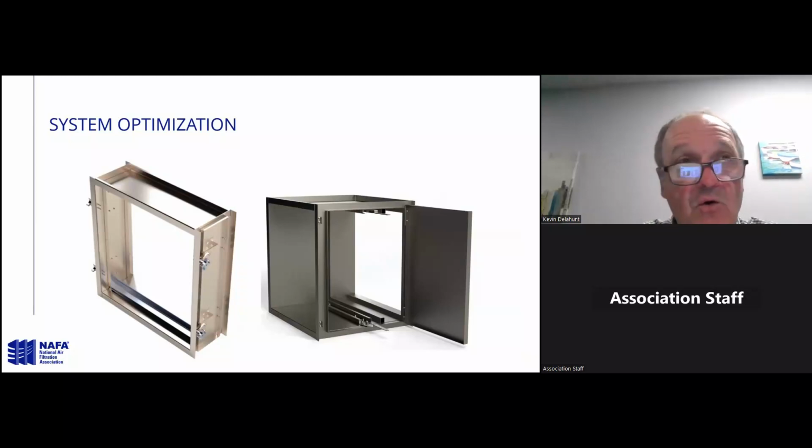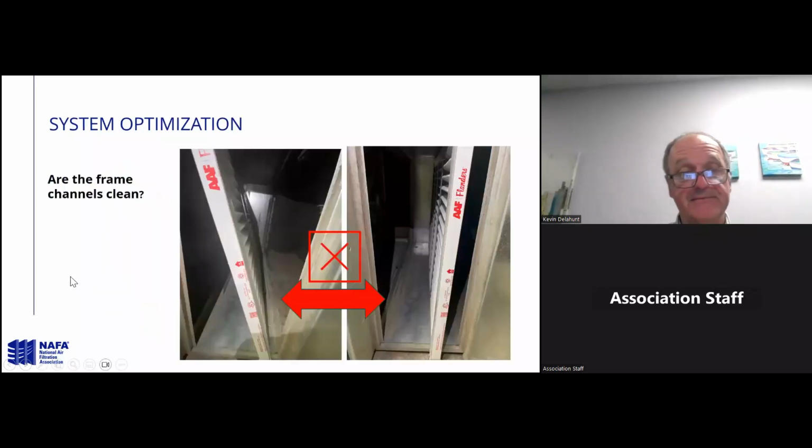And that is the goal of a filter bank and a filter system. If all the air goes through the filter, then you're matching that MERV to the system. If it's not, and again, I'll show you some examples of that. But also look at, are the filter frames clean? And it's a very telling sign when you look at a system and downstream of the filter, there's dust settled on the ductwork or the channel that the filter's sitting in.